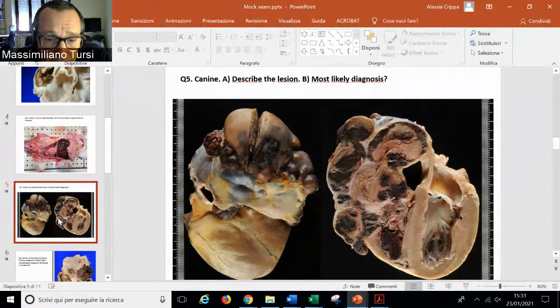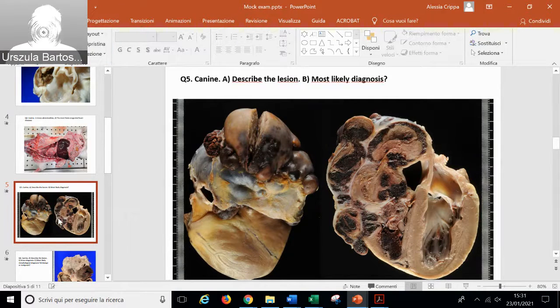In case of neoplasia in general, it could be correct to say most likely diagnosis, because of course the gold standard for the diagnosis is the histological examination. But I think the gross findings are very clear for a neoplastic lesion, and of course of endothelial origin, so like hemangiosarcoma. Any comment?